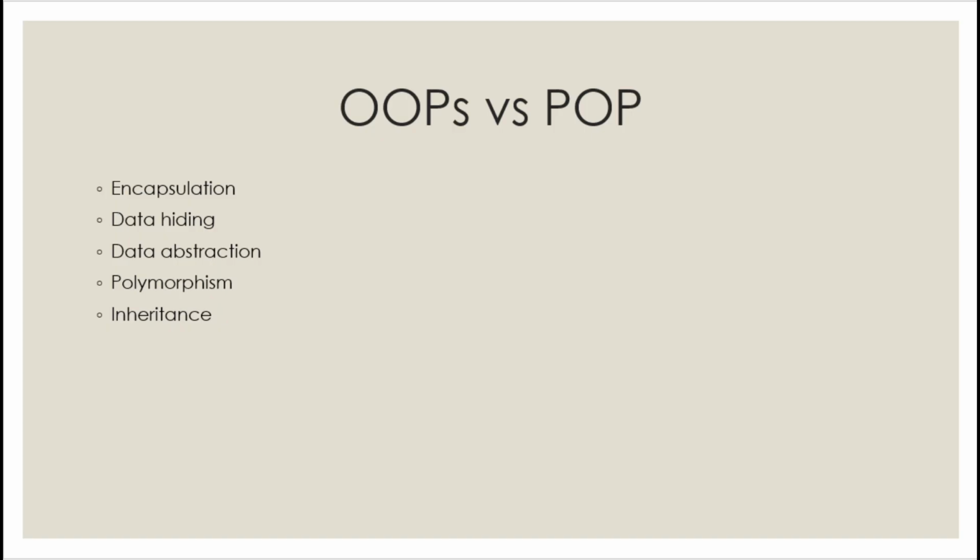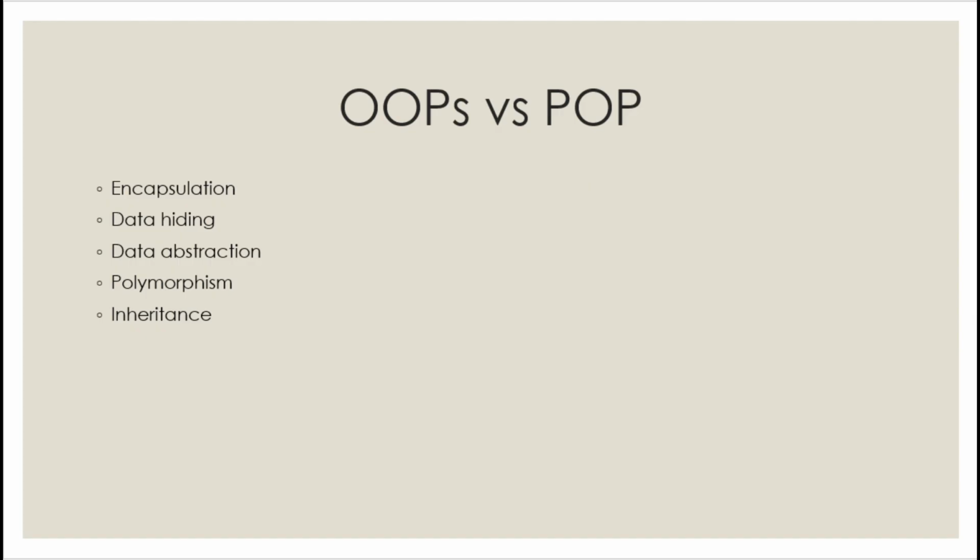There are five basic properties of object-oriented programming. They are encapsulation, data hiding, data abstraction, polymorphism, and inheritance. Data encapsulation is a property of grouping related data and associated functions as a single unit. That is, I'll repeat, encapsulation is a property of grouping related data and associated functions as a single unit. In C++, it's implemented using class.